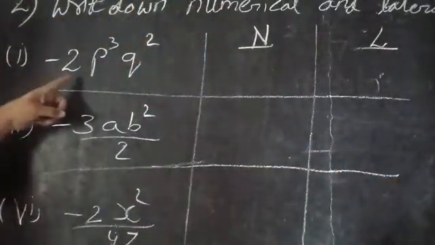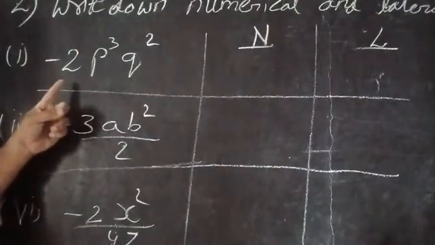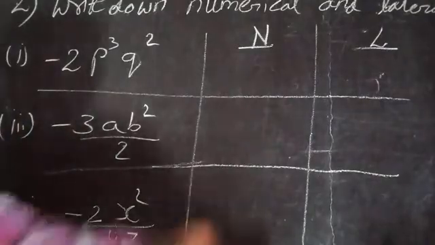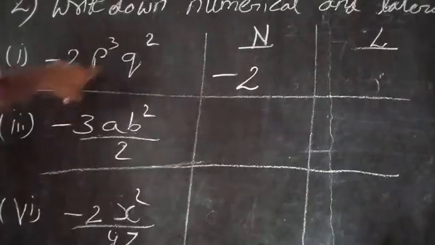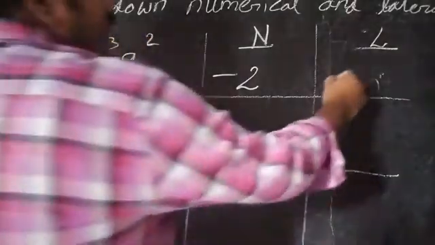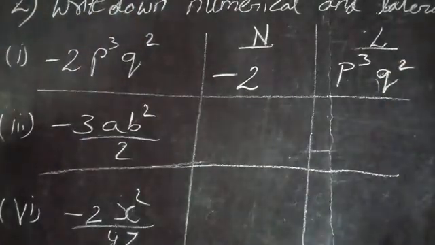Okay, in this question, what is numerical? Numerical means the number. The number is -2, so write that -2. Literals means alphabets. What are the alphabets? P cube and Q square. Write that P cube, Q square. So we have completed numericals and literals.